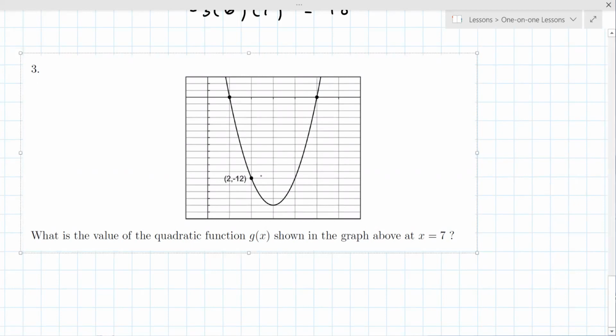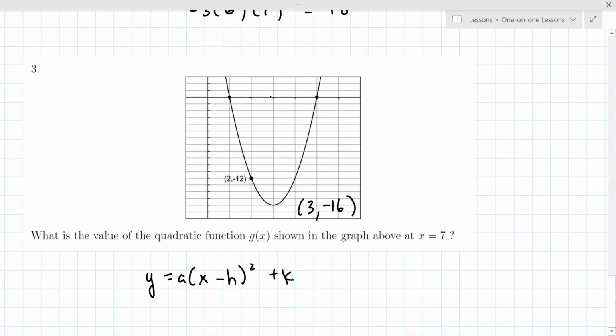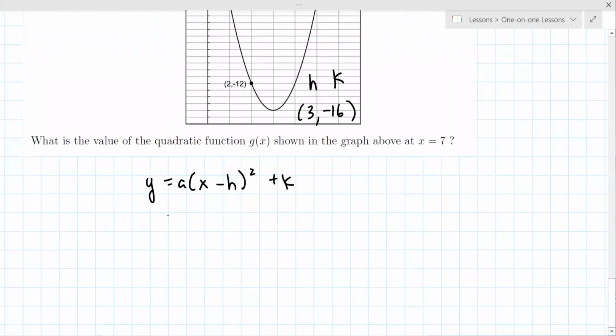So we have to find the vertex. You've got to count here. This is 1, 2, 3, so 3 down. And then if you start down here at negative 12, 13, 14, 15, 16. Okay, so that's totally reasonable. And if you recall, the vertex form is x minus h squared plus k. This is h, this is k. So we're going to write y equals a, x minus 3 squared minus 16.